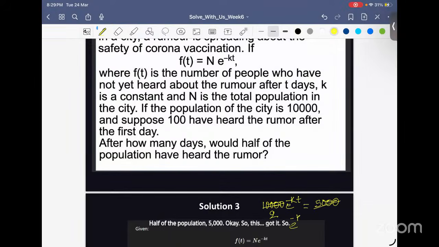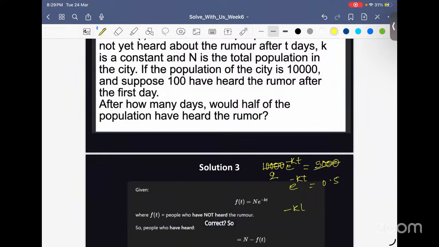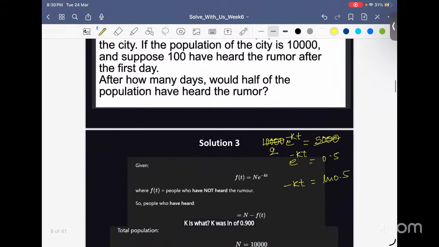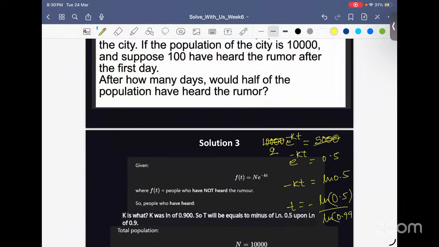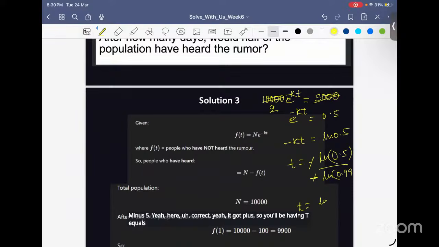So e to the power minus kt equals 0.5, correct? So minus kt equals ln of 0.5. K is what? K was ln of 0.99, right? So t will be equal to minus ln 0.5 upon ln of 0.99. Sir, minus k was minus, yeah. So it would be plus, correct. So you'll have t equals ln of 0.5 upon ln of 0.99.